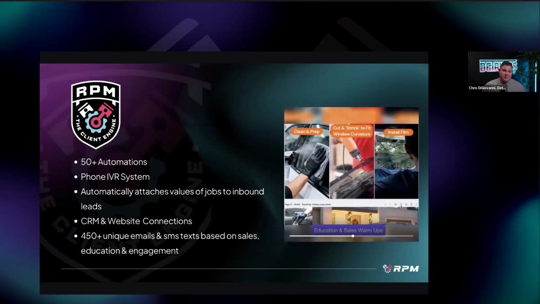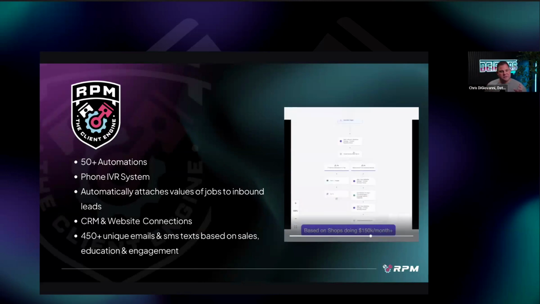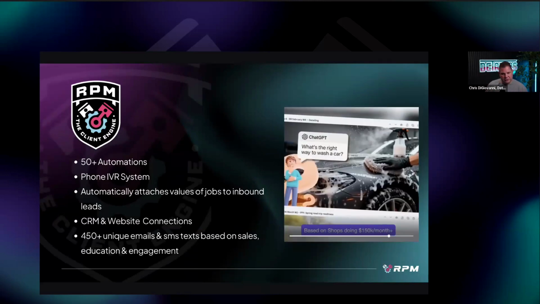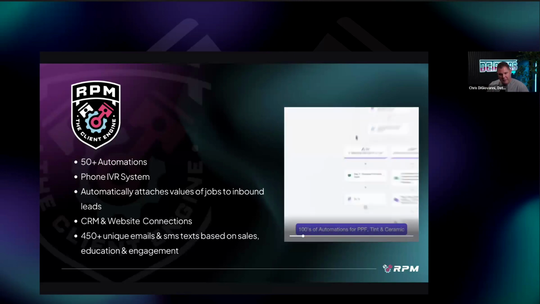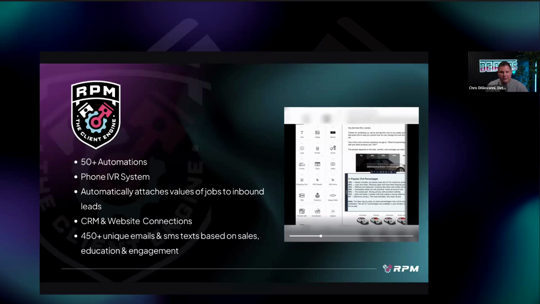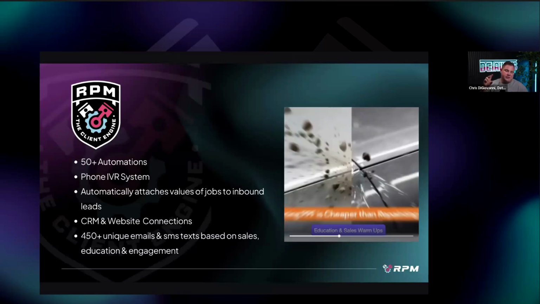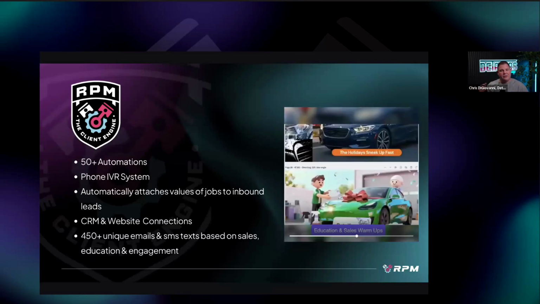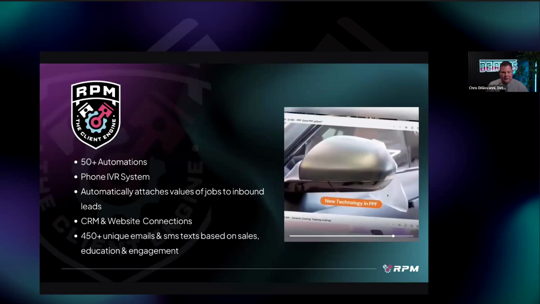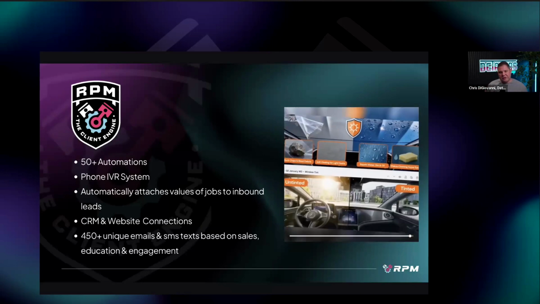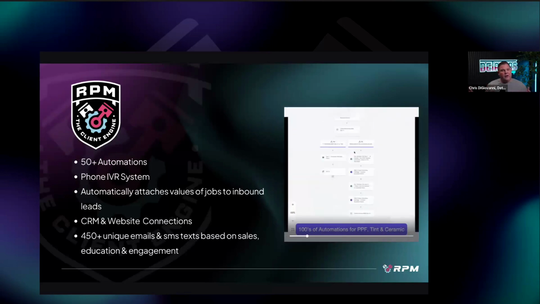The system automatically attaches dollar values to the jobs that you're talking about. So what I mean by that is if somebody comes in and hits paint protection film on your forms, it will literally attach a dollar amount of what the value of that opportunity is worth to the business. So we find that out on our onboarding call. This connects to CRMs and the website so that they're all talking.